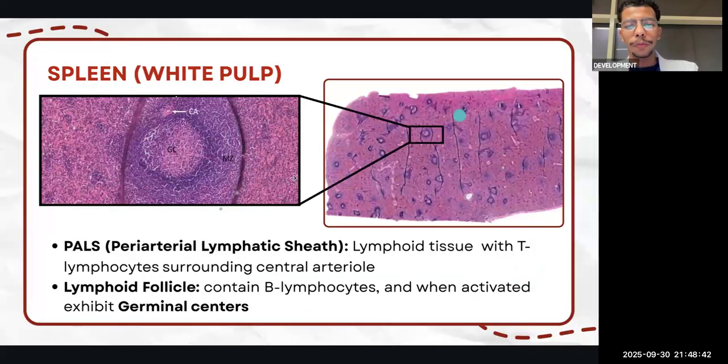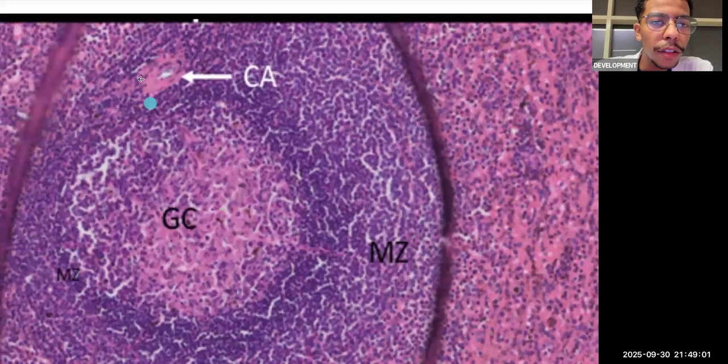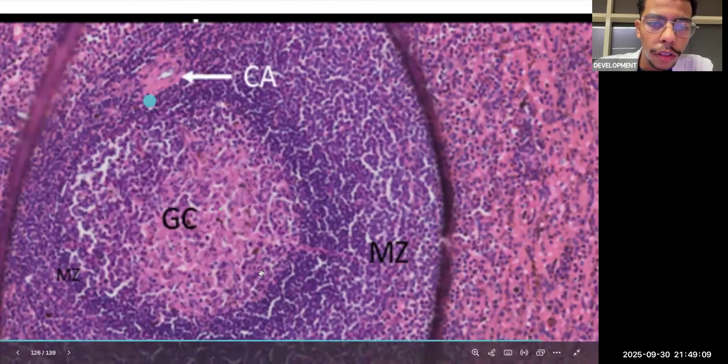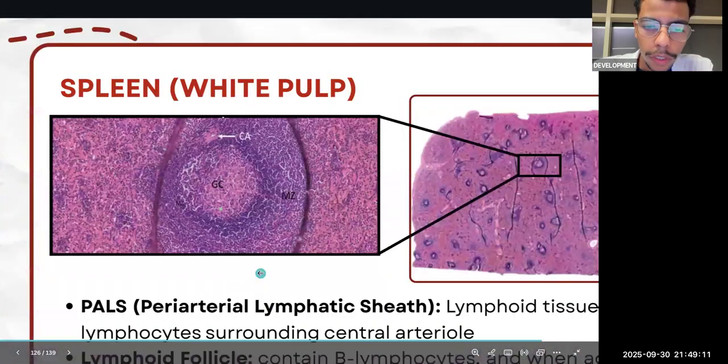Now for white pulp, these purple parts are called what? PALS, periarterial lymphatic sheath. Okay, so they're basically lymphoid tissue. Lymphoid tissue that has what around them? T lymphocytes. Okay, and can you guys see here? It's really tough to see it, but it's an arteriole. This is called central arteriole. Okay, so central arteriole surrounded by T lymphocytes, which are white blood cells.